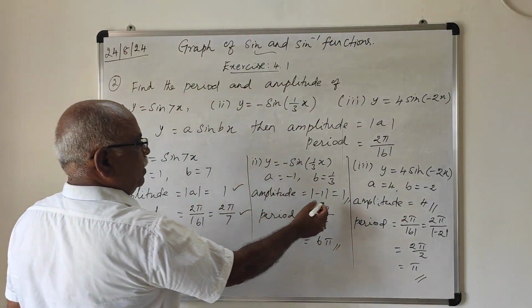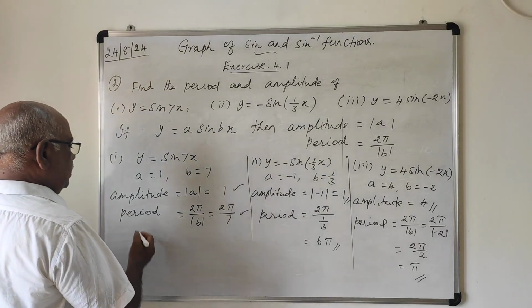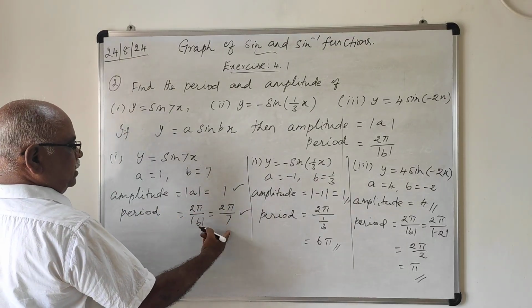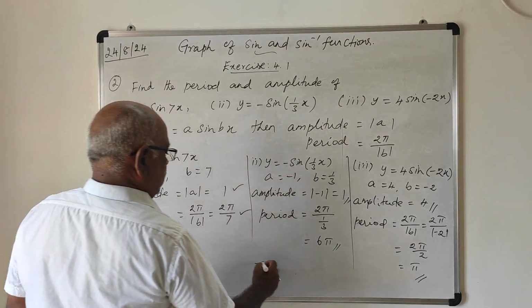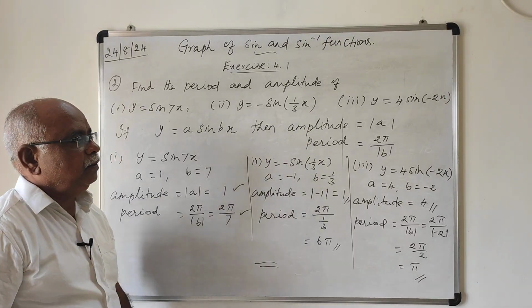Second problem, amplitude is 1, period is 6 pi. First problem, amplitude is 1, period is 2 pi by 7. So that's all about this problem. Okay?